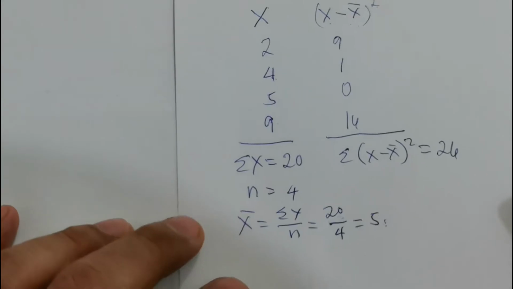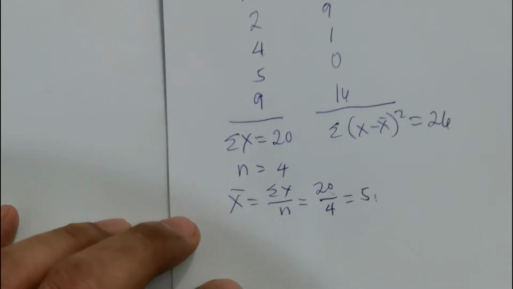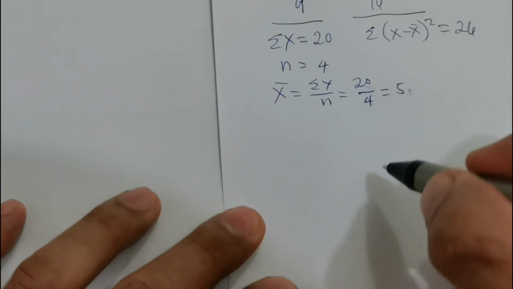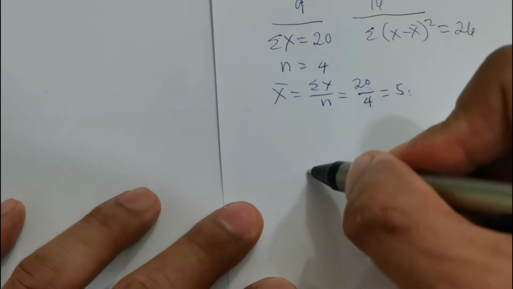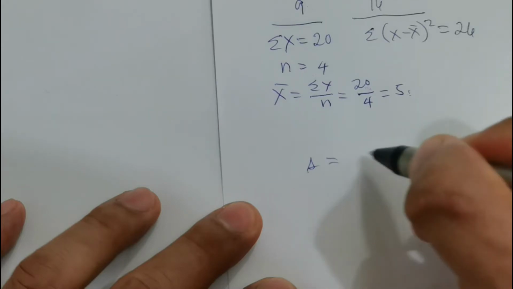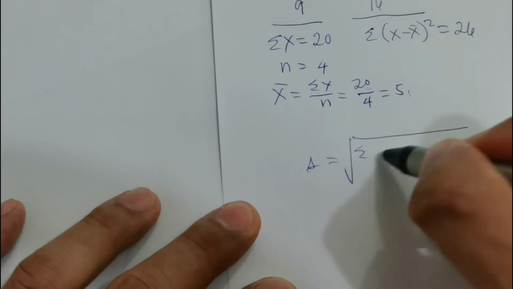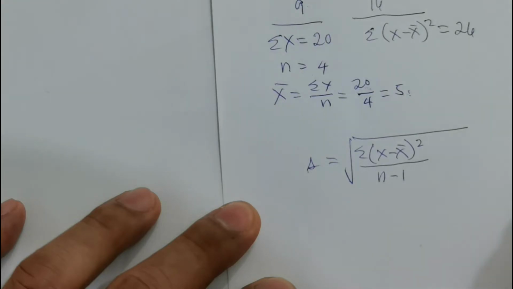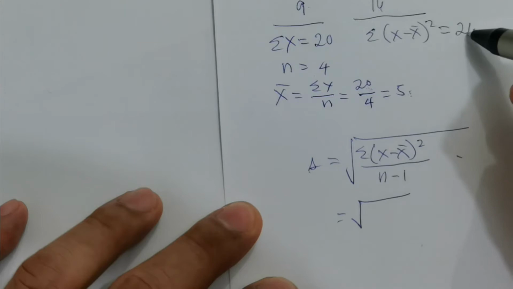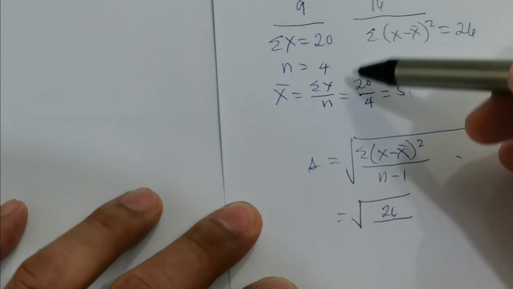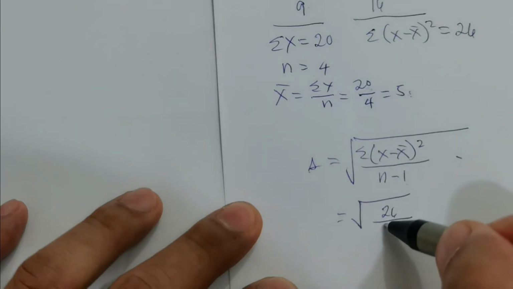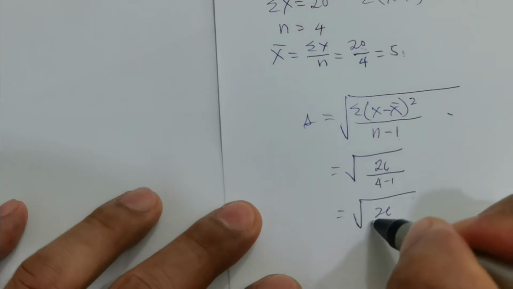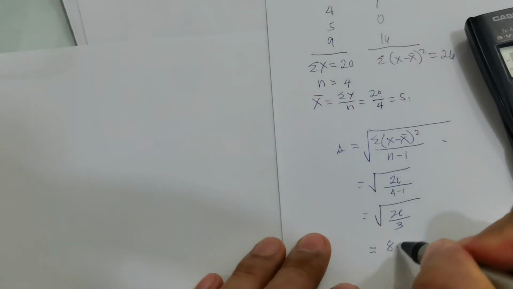Okay. So what we are going to do now is to use these values to solve the standard deviation. So the formula for standard deviation is S, this is for sample standard deviation, equals the square root of summation of x minus mean squared divided by n minus 1. The value of this is equal to 26. Our n is 4, then minus 1. So equals square root of 26 divided by 3, so 8.67.